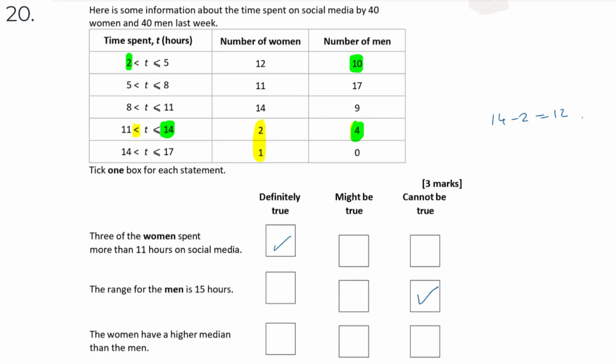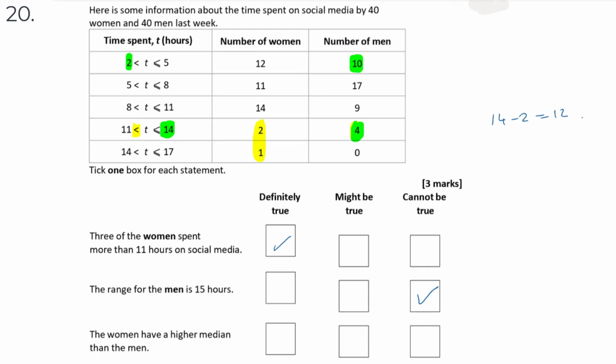The women have a higher median than the men. Okay, well, we're going to have to work out the median then, aren't we? So we've got 40 men and 40 women. So the median is going to be halfway through your data set. So 40 divided by 2, it's like the 20th, 21st women and the 20th, 21st men. So where did they go?